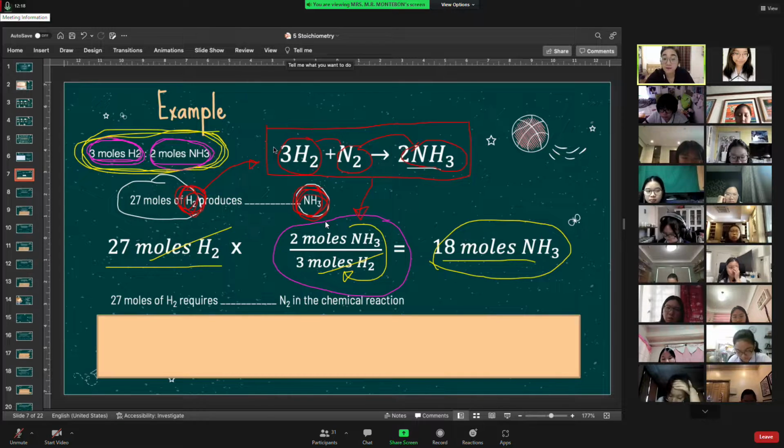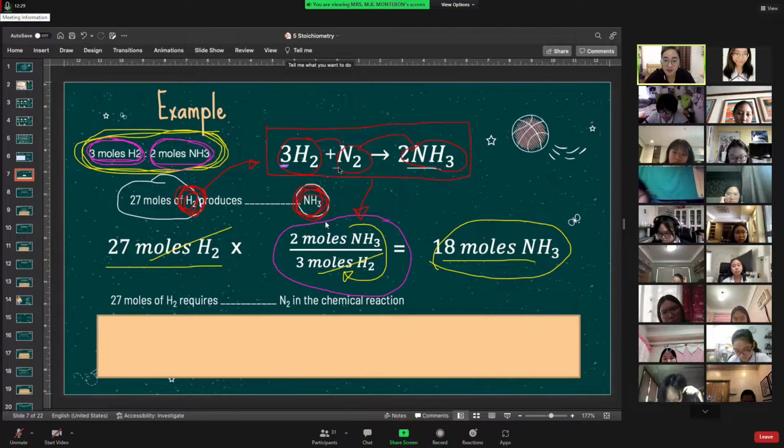Yeah, it's from the coefficients. I will underline with purple. I will underline. Ayan, ito yung coefficients. This is where we will base the ratio. But it should be balanced, okay? It should be balanced.